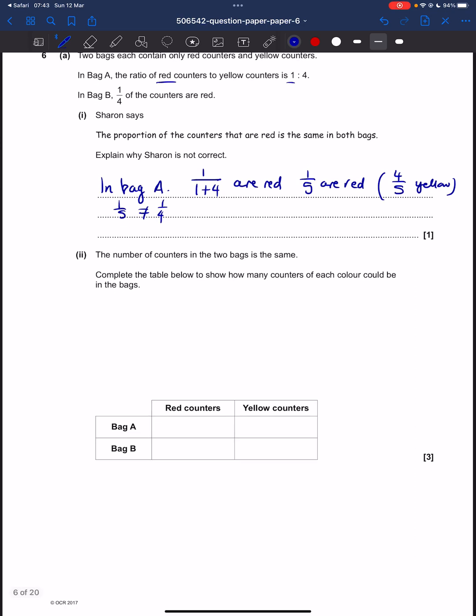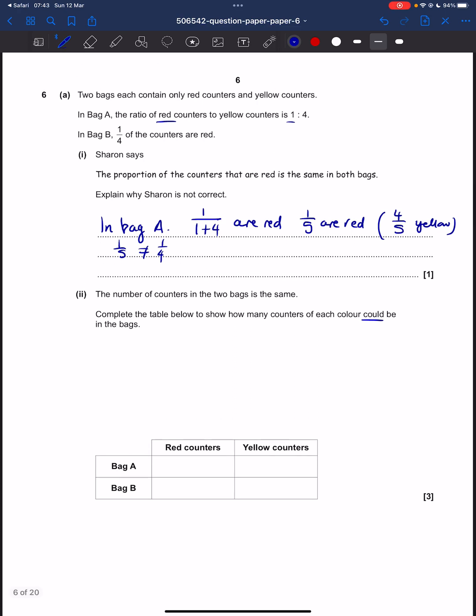Okay, so the number of counters in the two bags is the same. Complete the table to show how many counters of each colour could be in the bags. I'm glad it said could there, because I thought, well, with proportions, we could go on. So the ratio of red to yellow is... the number of counters in the two bags are the same.